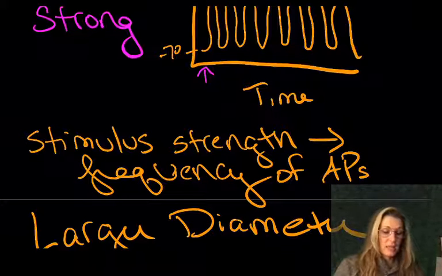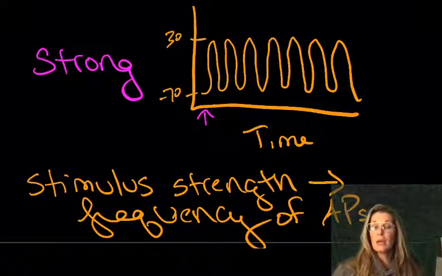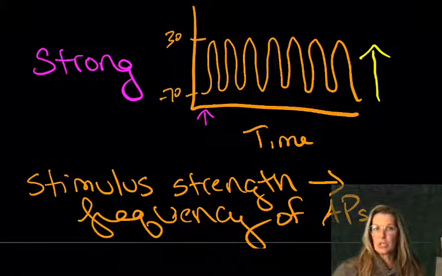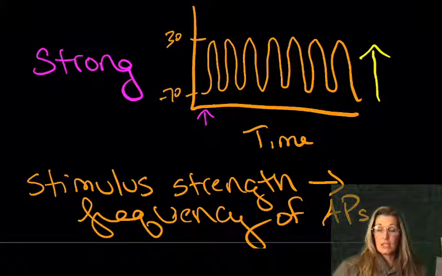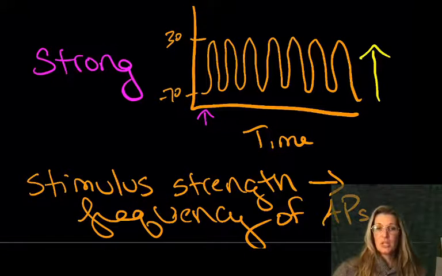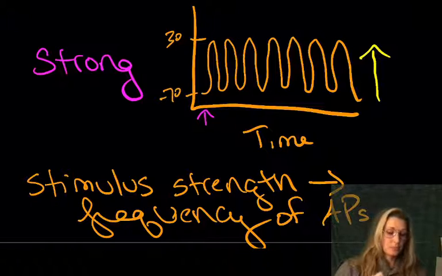This is something that students really sort of struggle with, is they want this to get bigger. They want an increase in amplitude. But the action potential strength doesn't change. It's how many you get in the same amount of time, and that's frequency. How frequently does something happen? So you get an increase in frequency of action potentials, and that is directly proportional to the stimulus strength.